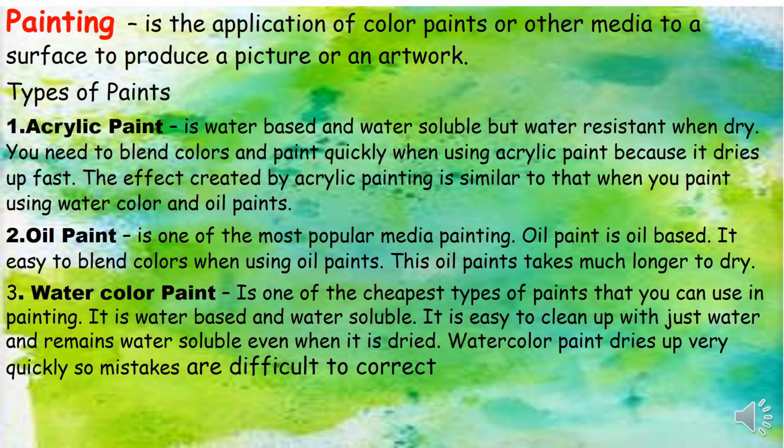Painting is the application of color, paints, or other media to a surface to produce a picture or an artwork. There are types of paint. First is acrylic paint. It is water-based and water-soluble but water-resistant when dry. You need to blend color and paint quickly when using acrylic paint because it dries up fast. The effect created by acrylic painting is similar to that when you paint using watercolor and oil paints.